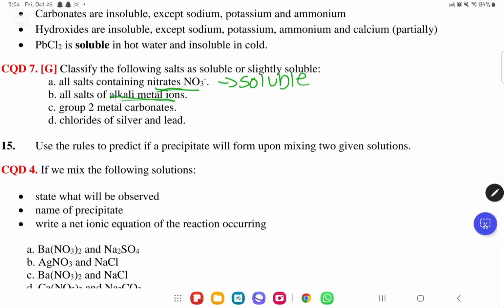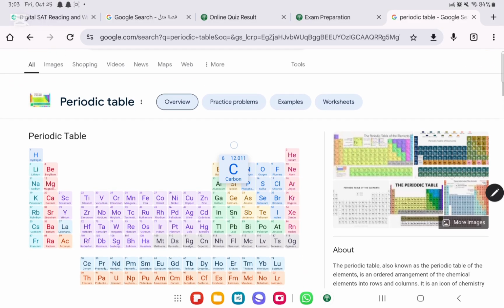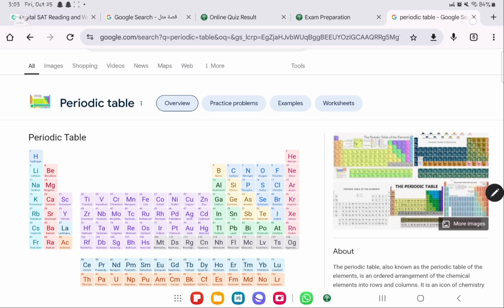All salts of alkali metal ions, which are like Na+, K+, Li+, etc. Okay? It is dissolvable with everything, so we say it is soluble. Group 2 metal carbonates. So of course they will give you a periodic table in the exam. I'll open one right now. So this is the periodic table, okay? So let's say we have these over here, okay? We know they are group 2, so this is group 1 over here, then this is group 2. Group 2 meaning Be, Mg, Ca, Sr, Ba, and Ra.